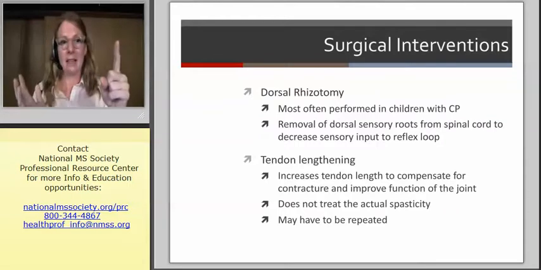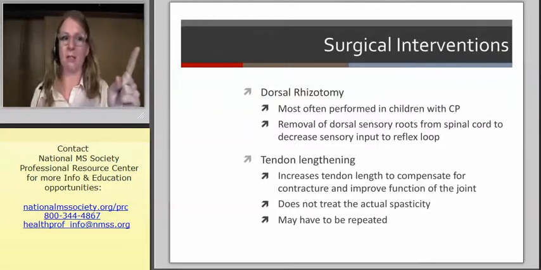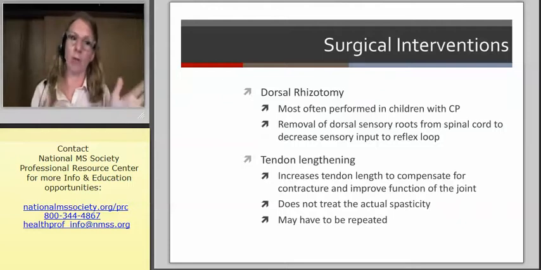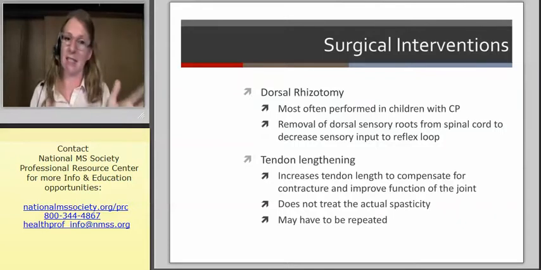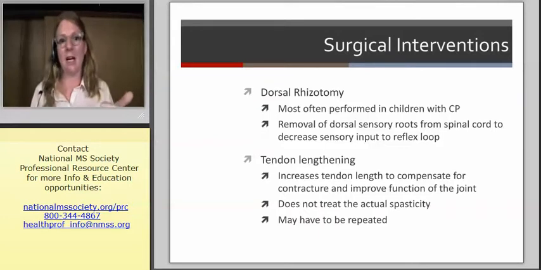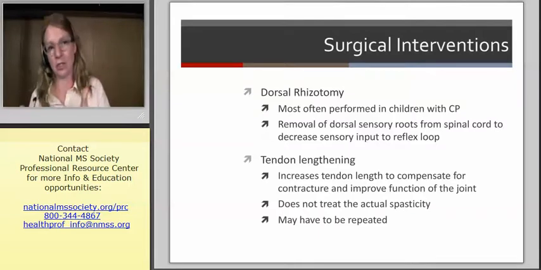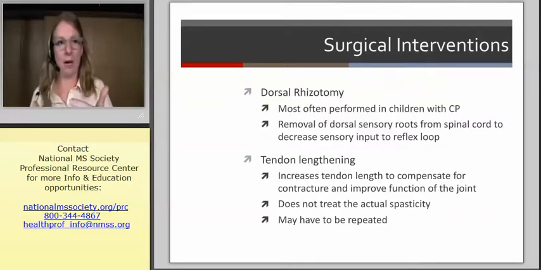Now, that does make the tendon longer, it does make the limb stretch out, but it does not treat the actual spasticity. That muscle is still disinhibited. It's still working overtime, so it may have to be repeated. It also can cause some changes in that length-tension relationship with the muscle. So gait can change, muscle strength can change, power can change, so you have to be prepared for those types of things.